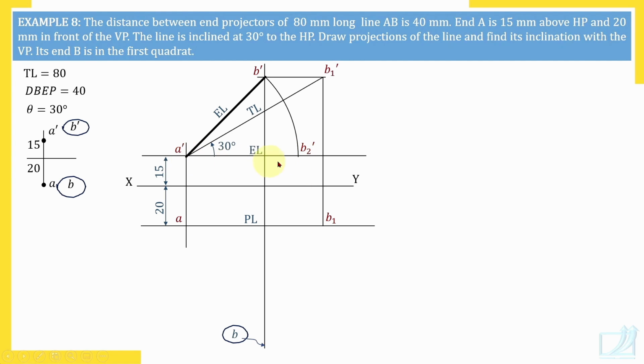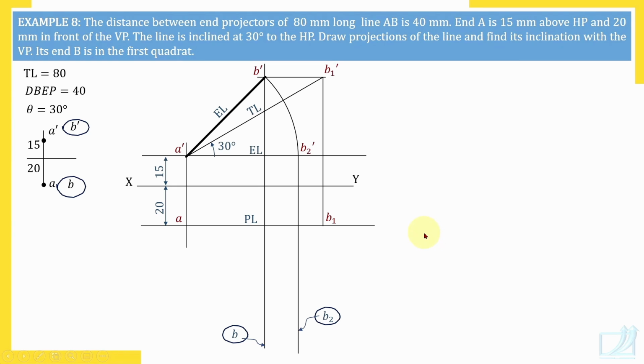So through B2 dash I'll draw a vertical line. A dash B2 dash is EL. Which other point is on this line? B2. B2 dash and B2 lie on the same vertical line. So on this line B2, is there any other line in the diagram for B2? No. So we will not get B2 immediately, but at least we are sure that on the projector of B2 dash, B2 is. Now there are horizontal and vertical lines through all labeled points.